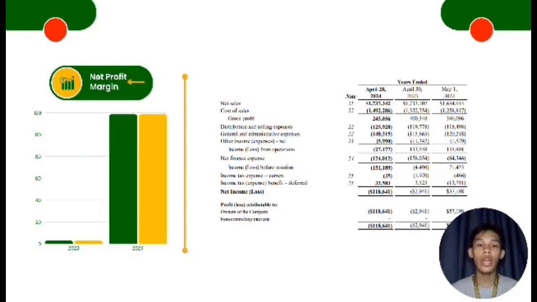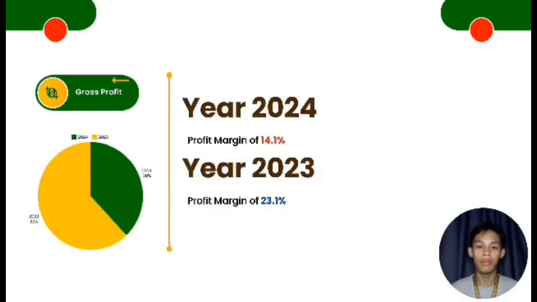So, in 2023, the Del Monte had a net profit margin of 23.1%. This result shows a decline in profitability due to either increased costs or lower revenues. Meanwhile, in 2024, this dropped to 14.1%.